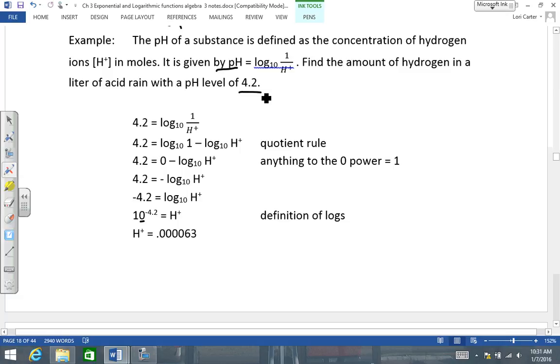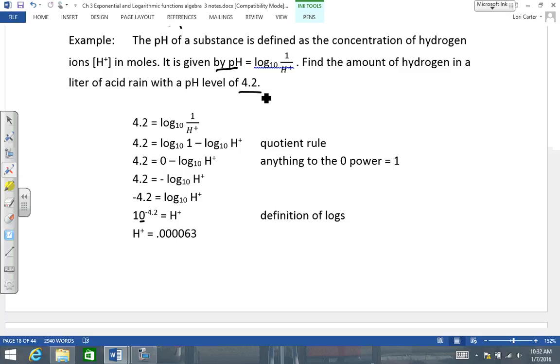Everybody good? This replaces with that. Okay, now I need to solve this. What does division mean? Subtraction. Yes. So we do log base 10 of 1 minus log base 10 of hydrogen, which is 4.2. No, that's what your pH is. I'm trying to find how much hydrogen is in there.